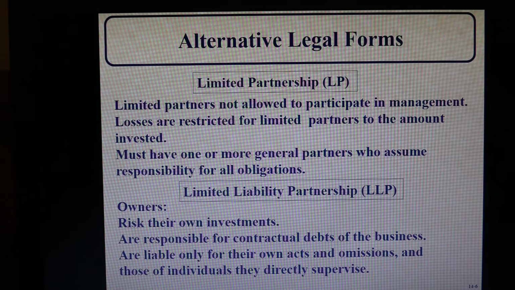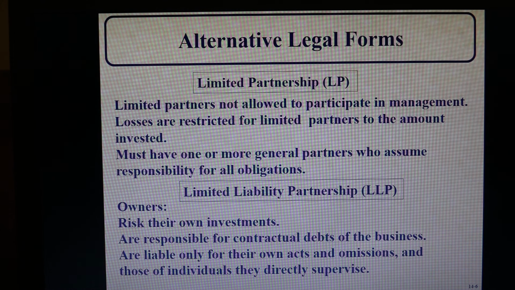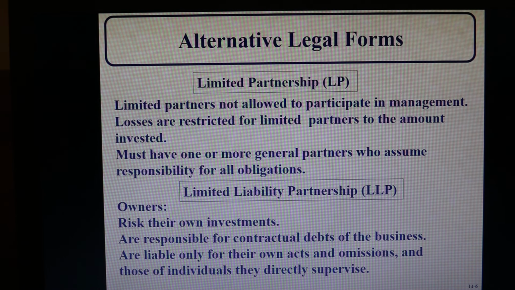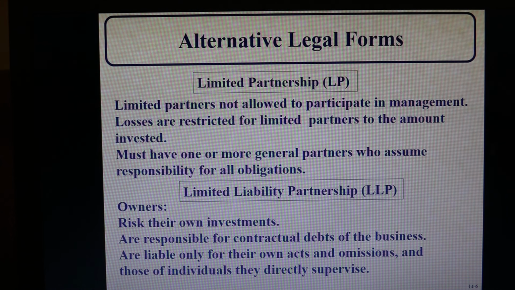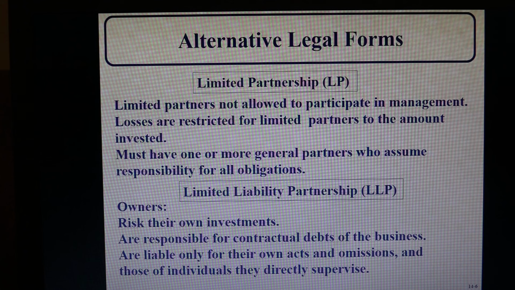Another alternative is becoming a limited partner in a limited partnership. The problem there is limited partners are not allowed to participate in management, and if you've taken tax, you probably know this. If you have losses and you're a limited partner, your losses are restricted to the amount invested because you don't materially participate in the management of the limited partnership.